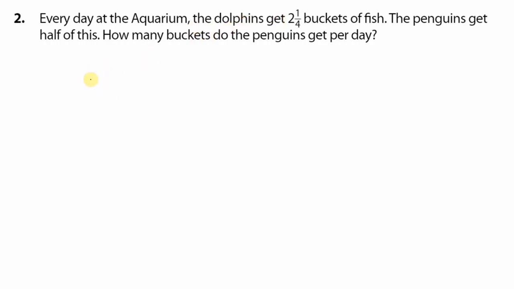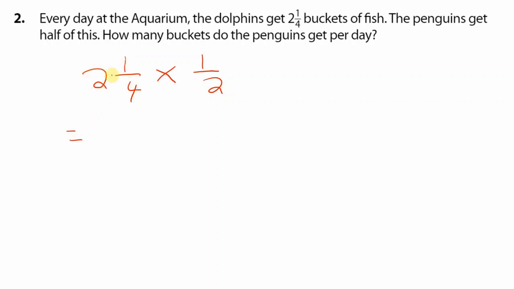So we know that dolphins get 2 1/4 buckets of fish. The penguins get half of it. So what's half of 2 1/4? Well, the key word is "of". So "of" means multiply. So we need to multiply the 2 1/4 by a half. And then we will know how many buckets the penguins get per day.